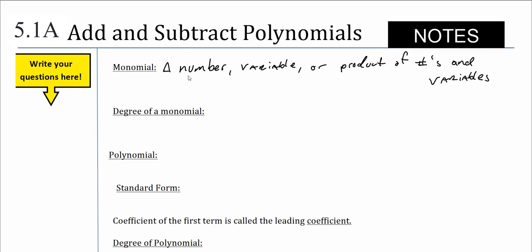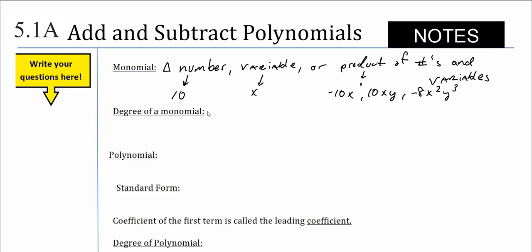What does that mean? Well, what is a number? Well, I'm going to say the number is 10. What is a variable? I'm going to say a variable is x. What does a product mean? Product means multiplication. So numbers and variables, that means it could be like 10x, or it could be 10xy, or it could be 8x squared y to the third power. Those are considered monomials. Even if I throw a negative in there, that doesn't matter. Okay? So number, variable, or product of numbers and variables.